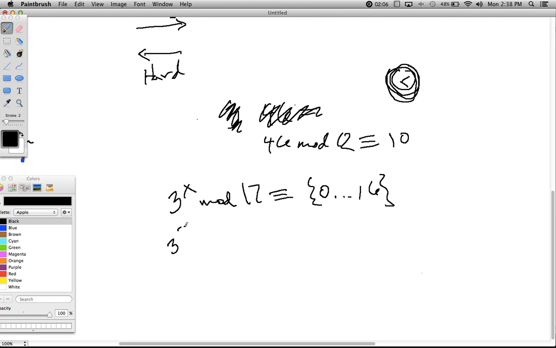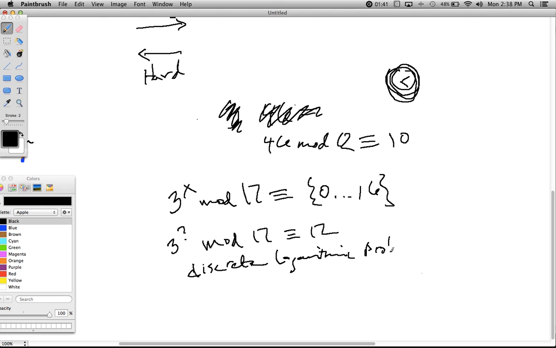If we had something like this, we know what it's congruent to, but we want to figure out what the exponent is. This is called the discrete logarithmic problem. And this is very hard, and now we've introduced with numbers a one-way function.